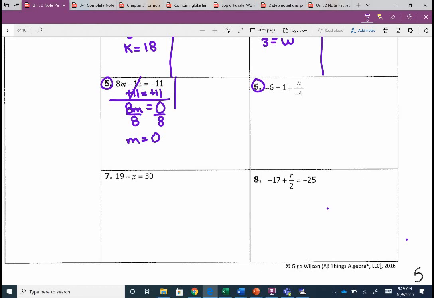Make sure you are checking. 8 times 0 minus 11. Again, you can put that whole left side right in the calculator just as you see it, parentheses and all, and we will get negative 11 equals negative 11. It checks out.